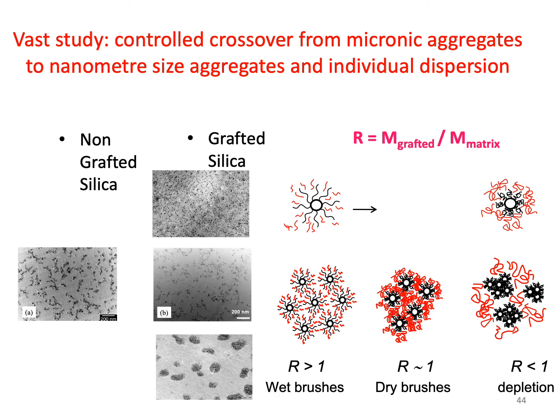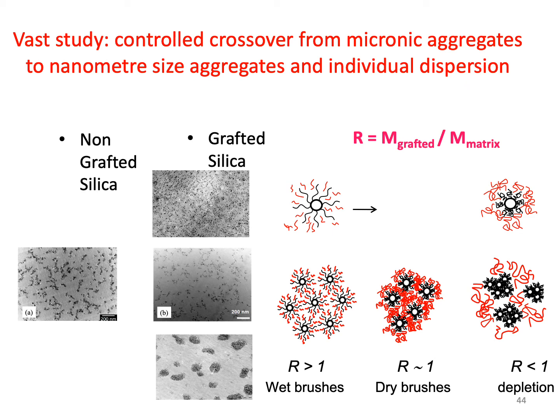Grafted nanoparticles, through a vast study, we could obtain all sizes of aggregates from several tenths of microns, as shown on the TEM micrography at the bottom of the slide, to individually dispersed particles, as shown on the TEM micrography at the top of the three TEM figures. The driving parameter to go through all this series of different types of dispersion is the ratio of the mass of the grafted chains over the mass of the matrix.